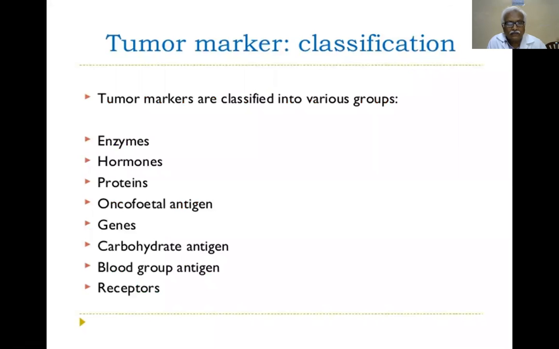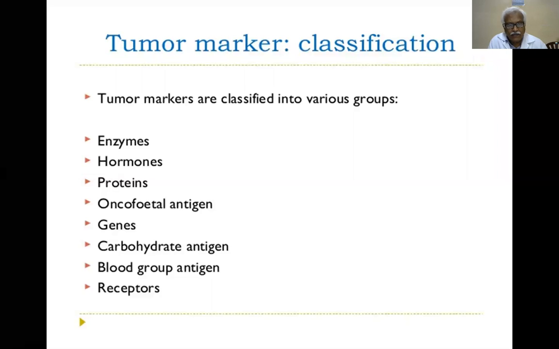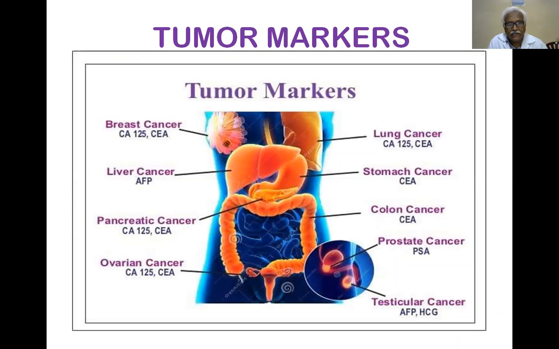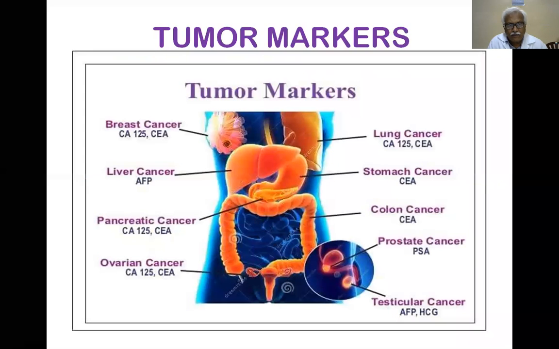Then tumor marker classifications. They are classified into various groups: enzymes, hormones, proteins, oncofetal antigens, genes, carbohydrate antigens, blood group antigens, and receptors. So for tumor markers, in breast cancer, CA125 and CEA are the markers. For liver cancer, AFP. For pancreatic cancer, CA125 and CEA. In ovarian cancer, CA125 and CEA. And for lung cancer, CA125 and CEA.